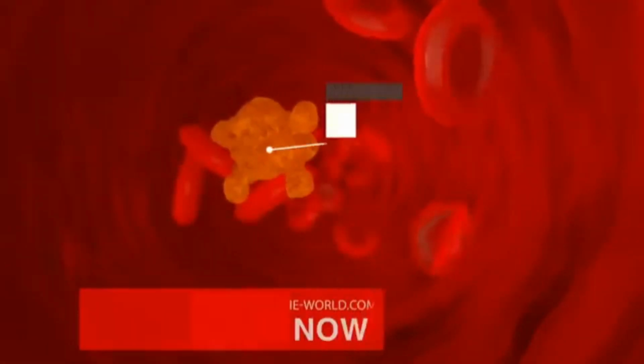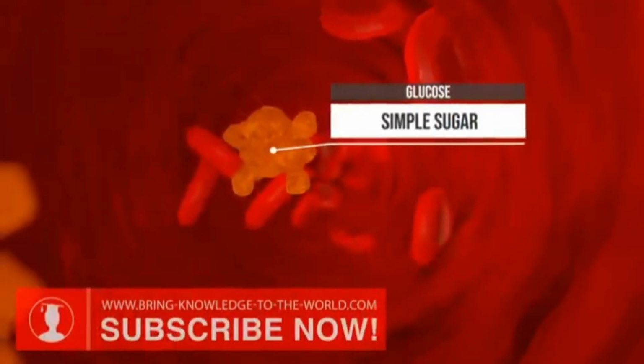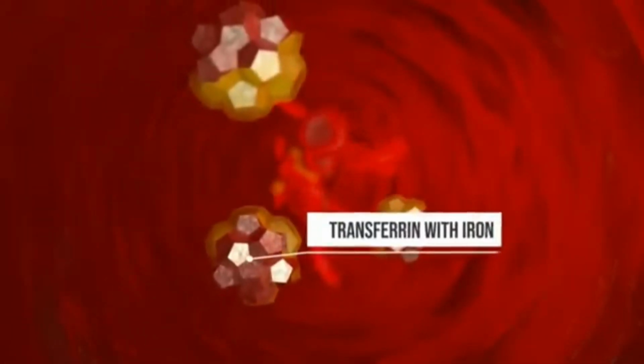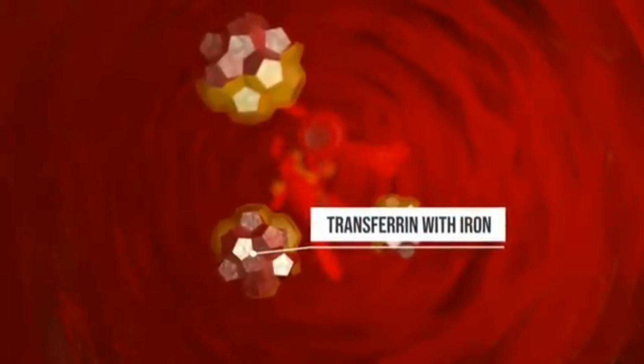Some nutrients, such as glucose, do not require a carrier. They are transported freely in the bloodstream. Other nutrients, such as iron, require transport proteins like transferrin.